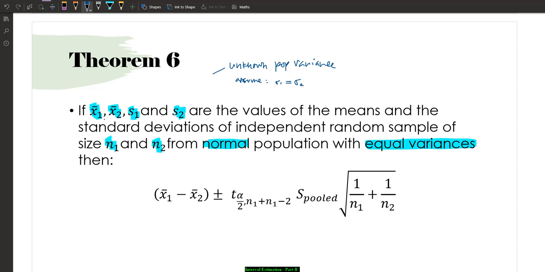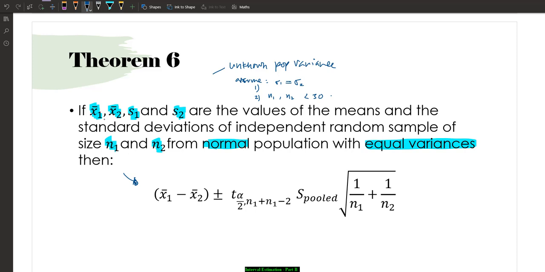Means they have an equal standard deviation, population standard deviation. And the second condition is we need the sample size of group 1 and group 2 to be less than 30. So this is the condition for theorem number 6. When the conditions are met, then we can use theorem number 6.